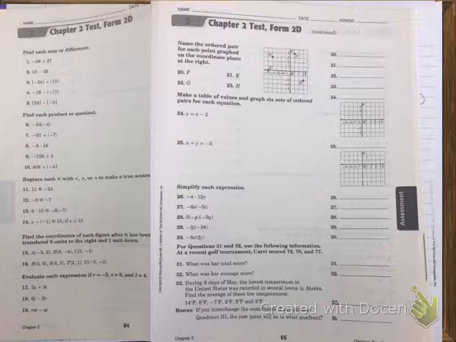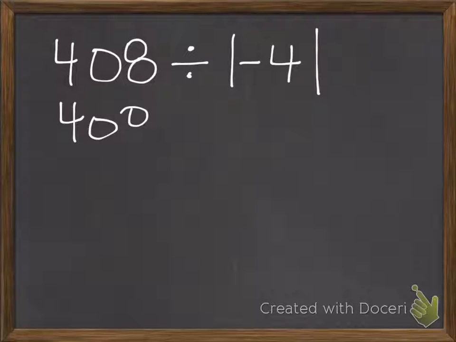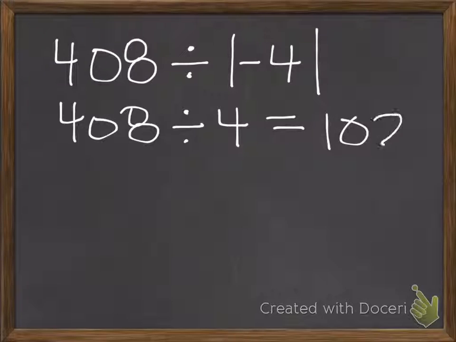And then the final one here in that section, 408 divided by the absolute value of negative 4. So that just makes it positive 4. So we're doing 408 divided by 4. And our answer is going to be positive since both numbers are positive, which gives us positive 102.